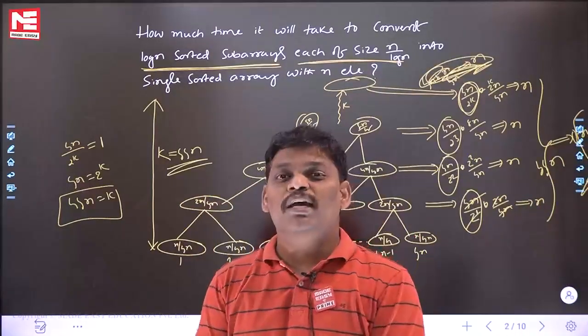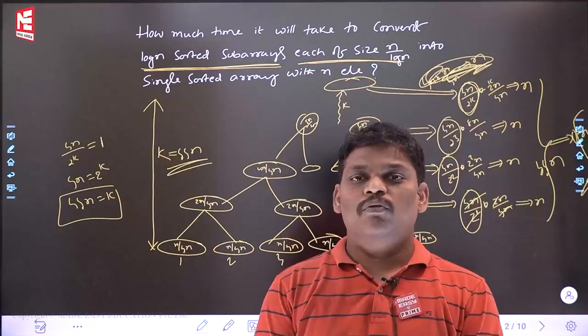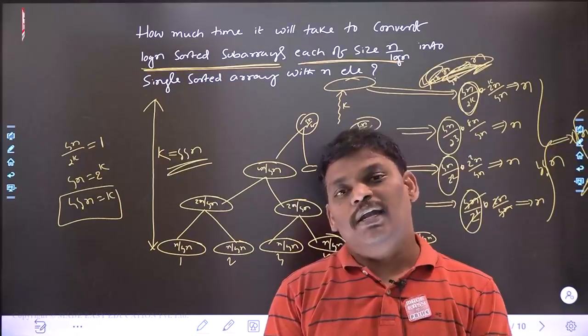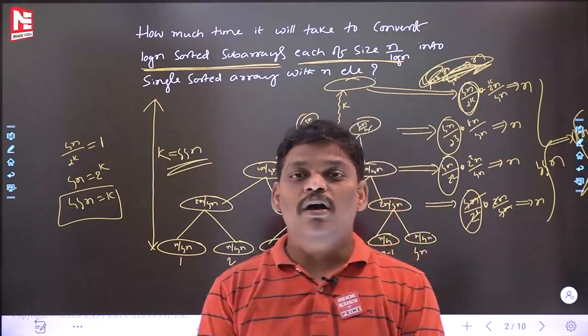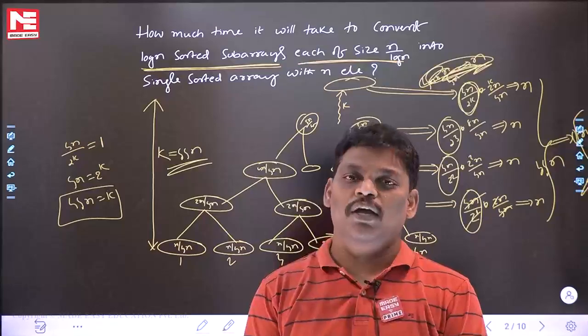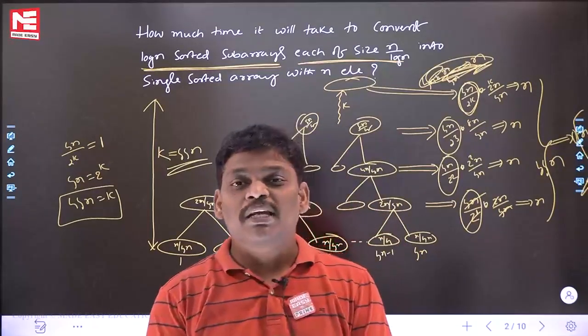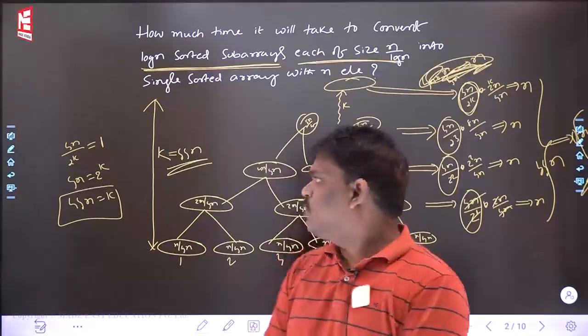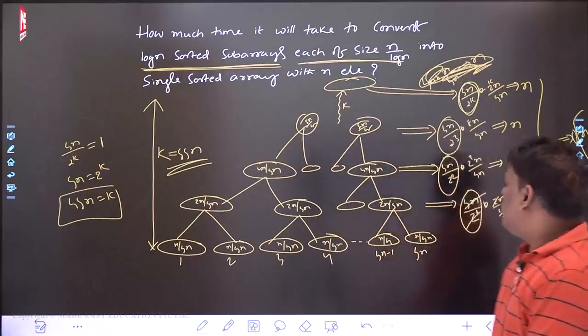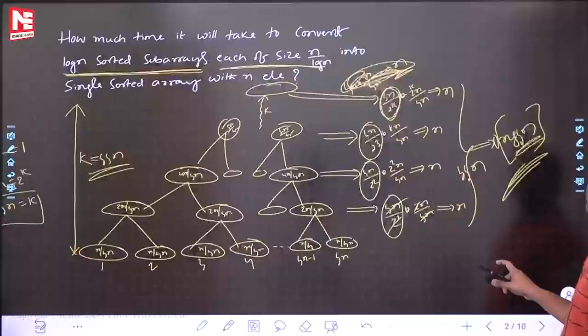To this problem, what is the answer? N log n. Why that log n? Log n levels are there. Why? Because log n is always divided by 2. Then every level cost for merging is n. Fine. To this problem, the answer is n log n.